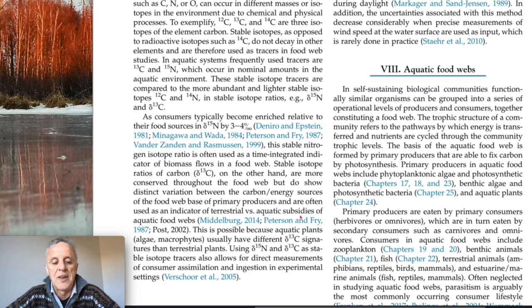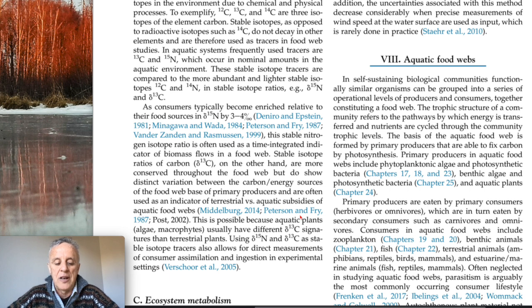Stable isotope ratios of carbon-13, on the other hand, are more conserved throughout the food web, but do show distinct variation between the carbon energy sources of the food web base of primary producers, and are often used as an indicator of terrestrial subsidies of aquatic food webs. This is possible because aquatic plants, algae, and macrophytes usually have different carbon-13 signatures than terrestrial plants. Using nitrogen-15 and carbon-13 as stable isotope tracers also allows for direct measurements of consumer assimilation and ingestion in experimental settings.